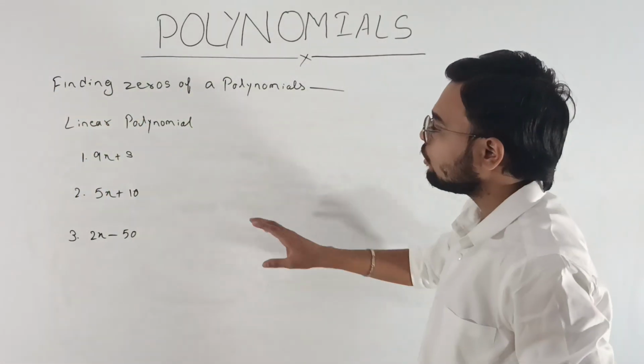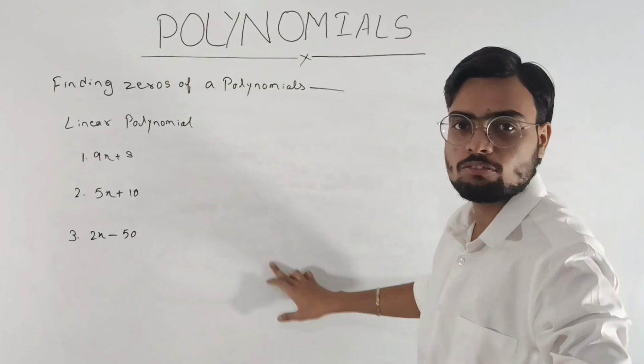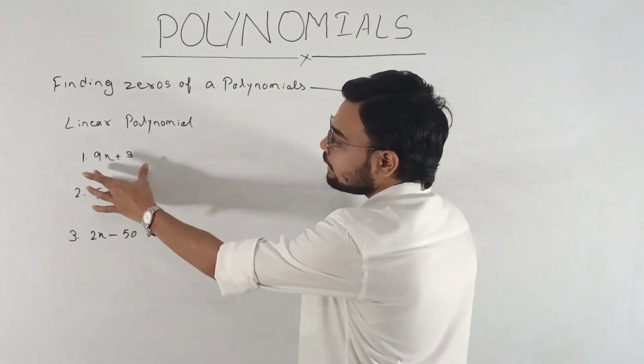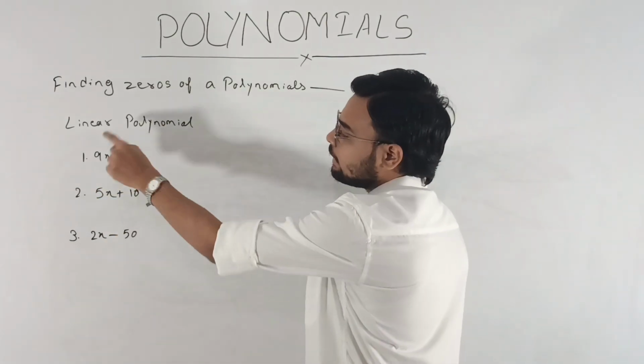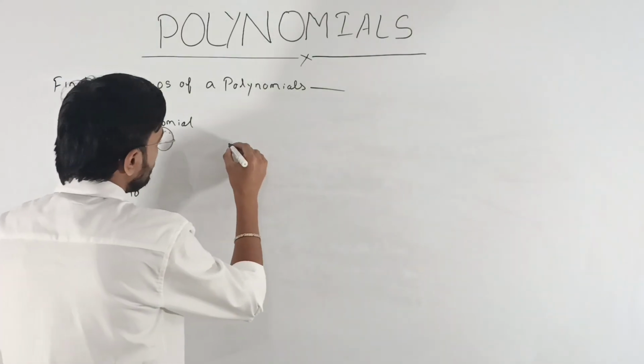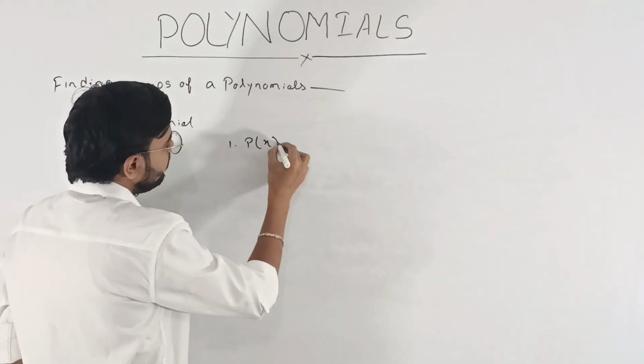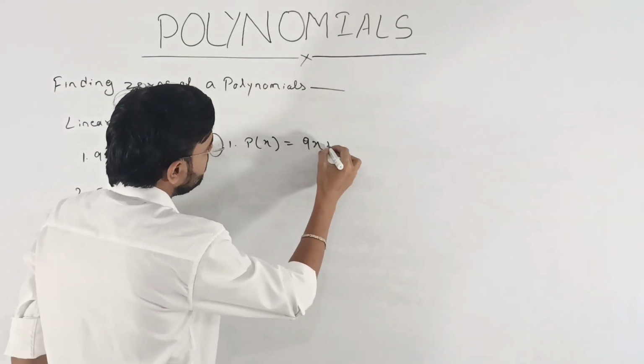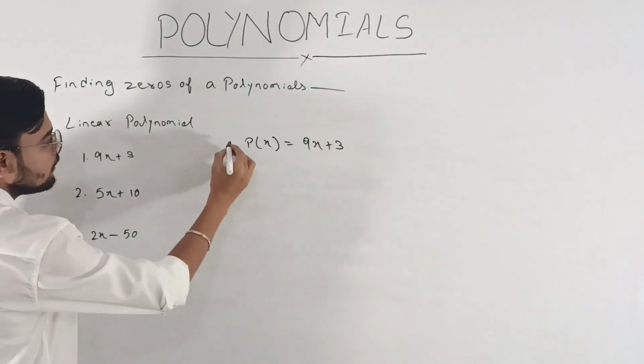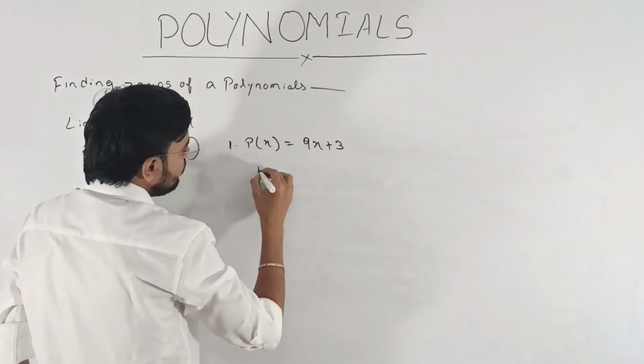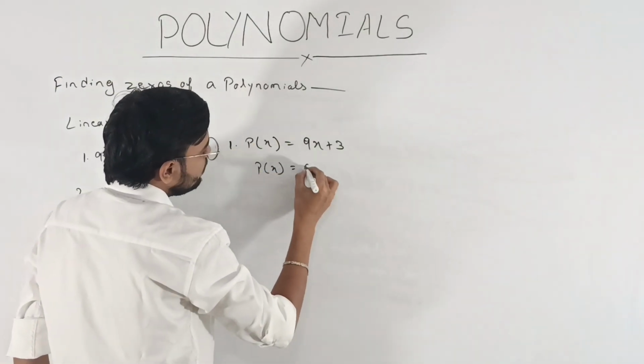First we see how to find a zero of a linear polynomial. Then we see quadratic polynomials. Now look, this is a linear polynomial 9x plus 3 because degree is 1. Now for the first polynomial, p(x) is equal to 9x plus 3. For finding zeros, first we put polynomial p(x) equal to 0.